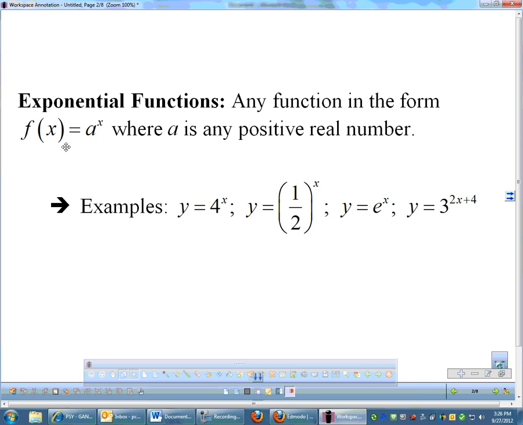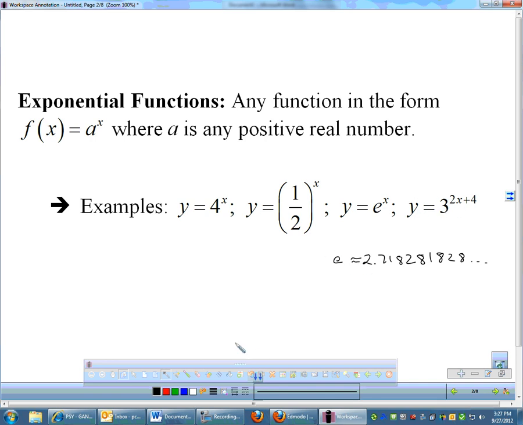So, anyway, exponential functions. Any function in this form, where a is a positive real number, these are some examples of exponential functions. It is a number to an x power, a number 1/2 to an x power. A number e, and e actually is a number, e is approximately 2.718281828459045232, and it goes on and on and on. It's kind of like pi, it never stops. So that's what e is.